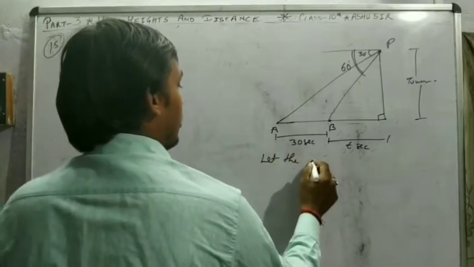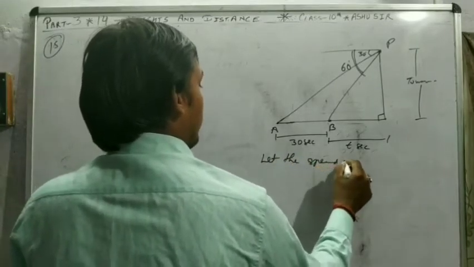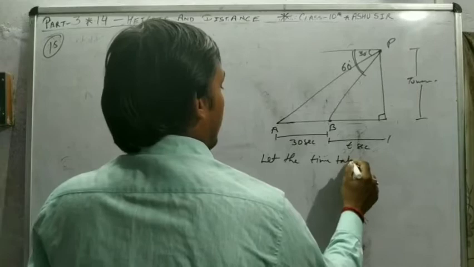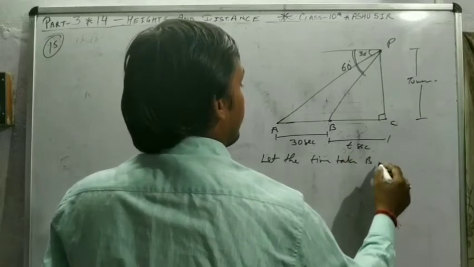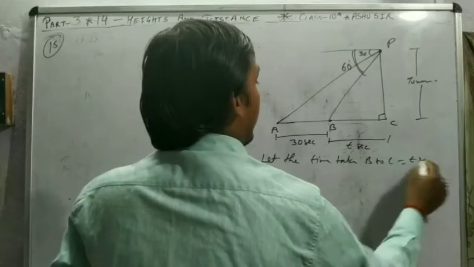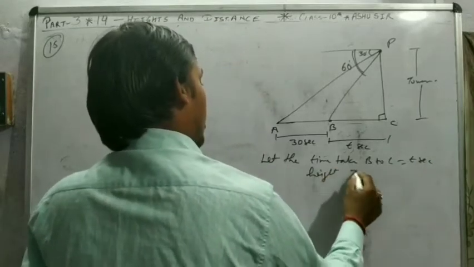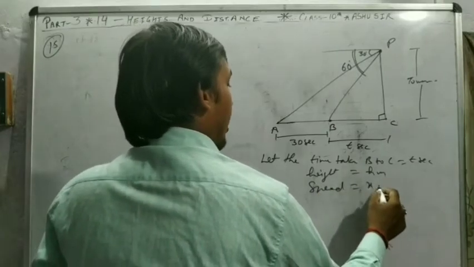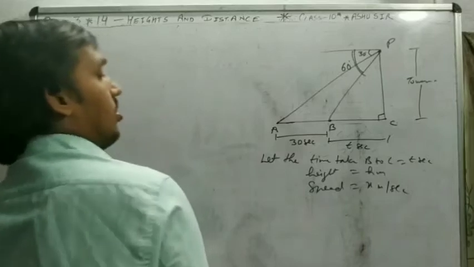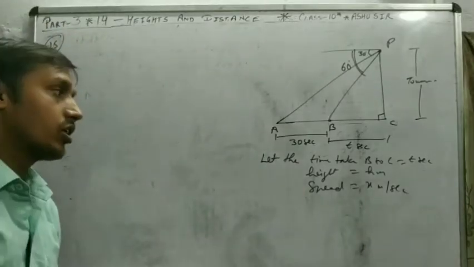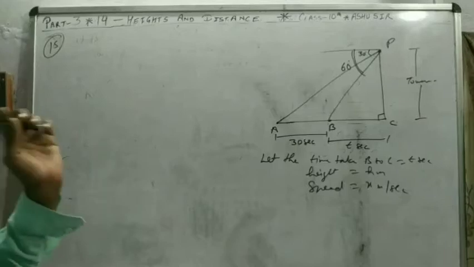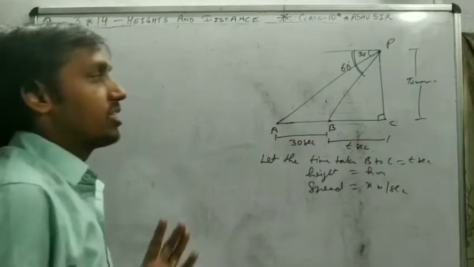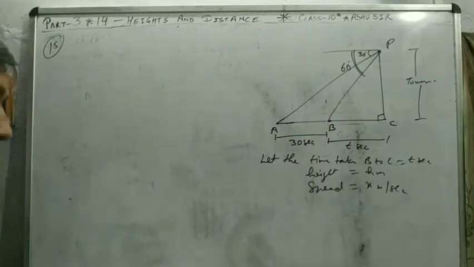Let the time taken from B to C be t second, height h meter, speed x meter per second. Because we want the distance here, for distance the speed is constant. Means for this part the speed is the same, so we take the speed as x meter per second.